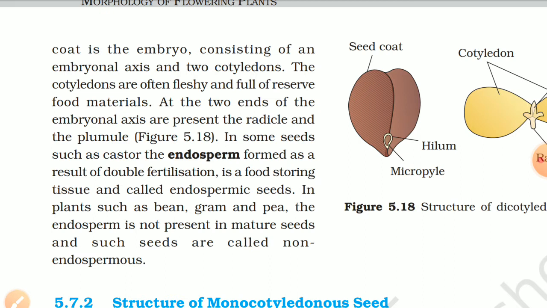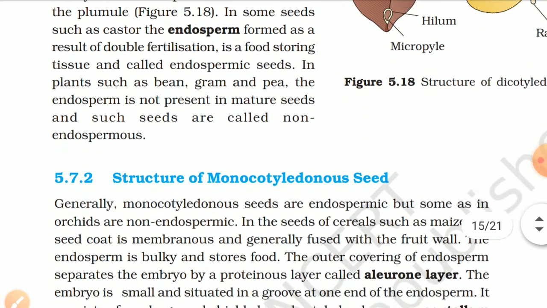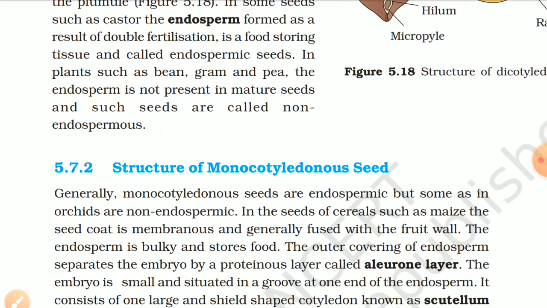Figure 5.18. In some seeds such as castor, the endosperm formed as a result of double fertilization is the food storing tissue and is called endospermic seed. In plants such as bean, gram, pea, the endosperm is not present in the mature seed and such seeds are called non-endospermous.